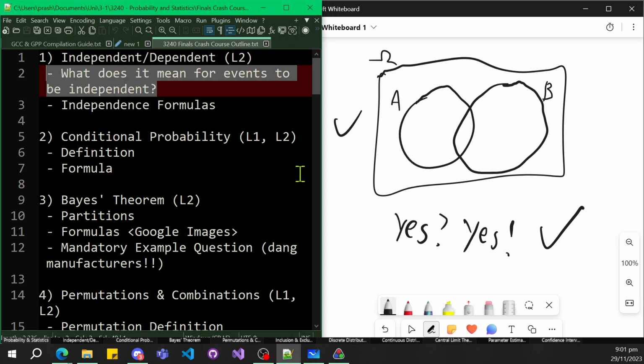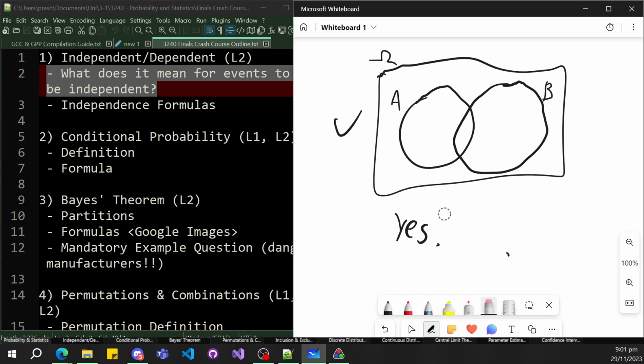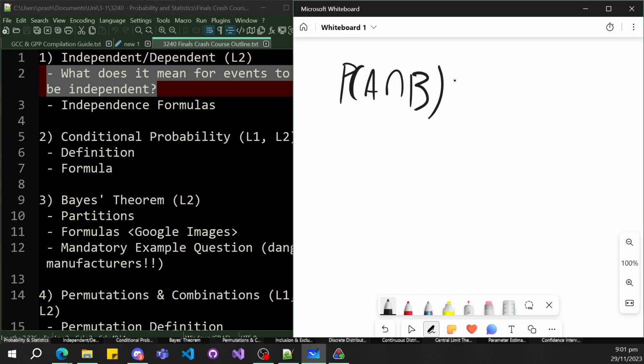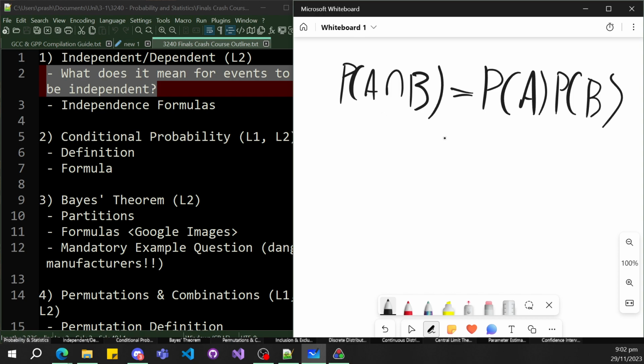What does it mean for events to be independent? Mathematically, there is only one main way, okay, technically three ways, to check if two events are independent. And that is with this formula. If the events are A and B, we've got A intersect B, and if and only if they are independent, this will be true. This is the main one to follow.